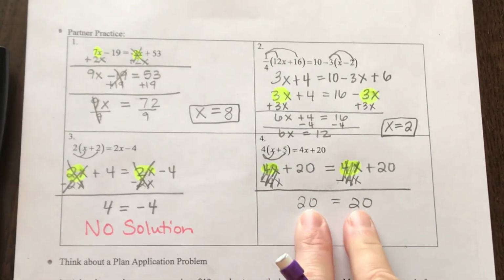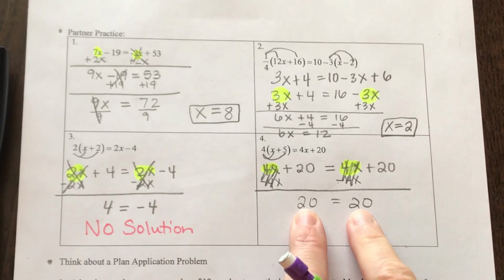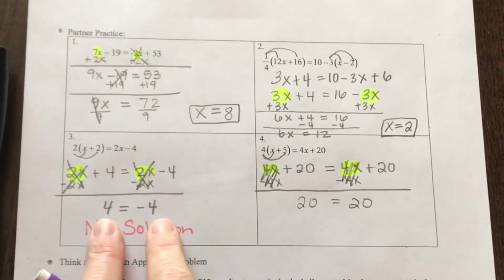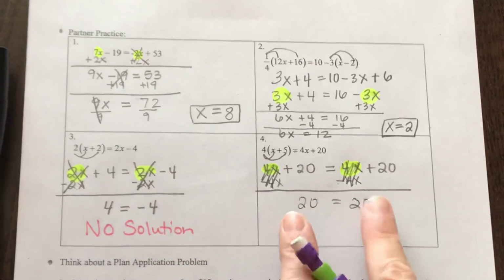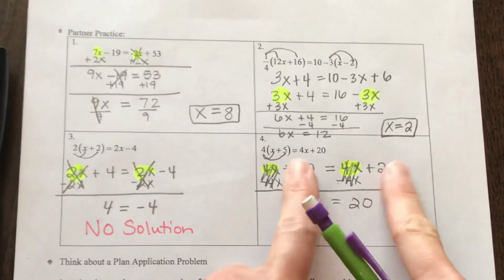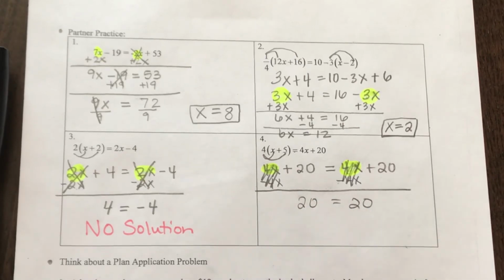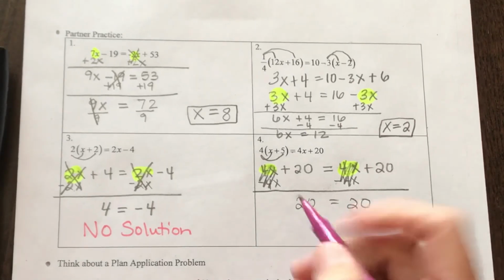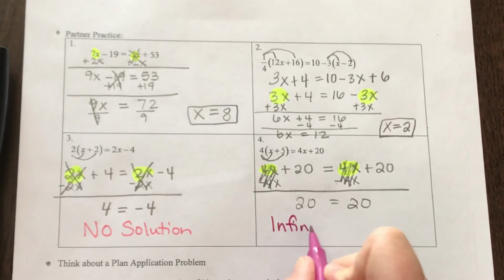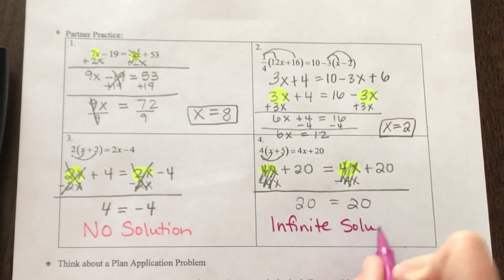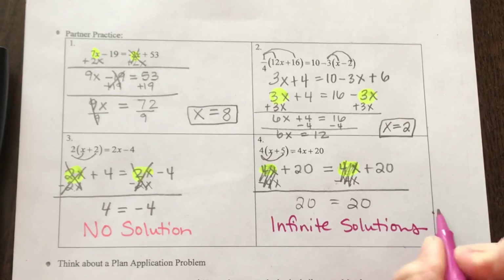Notice how in this example, these numbers are identical versus in number 3, those answers did not match. When your numbers drop down, your constants, when they match and are the same, then in this case, you will have infinite solutions. Woohoo!